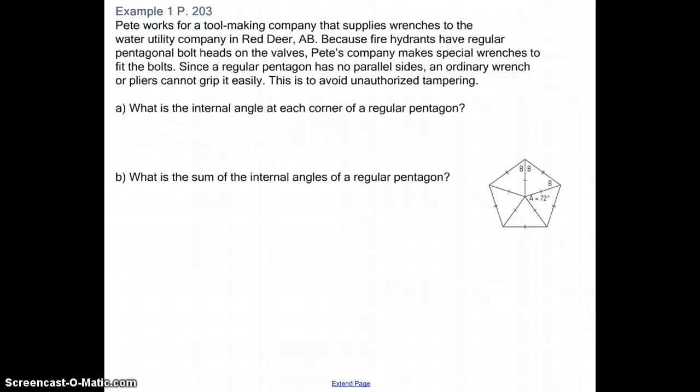Example 1 on page 203. Pete works for a tool-making company that supplies wrenches to the water utility company in Red Deer. Fire hydrants have regular pentagonal bolt heads, so it's a pentagon, which means 5 sides. Pete's company makes special wrenches to fit the bolts. Since a regular pentagon has no parallel sides, an ordinary wrench or pliers cannot grip it easily. So this is to avoid unauthorized tampering. What is the internal angle at each corner of the regular pentagon?